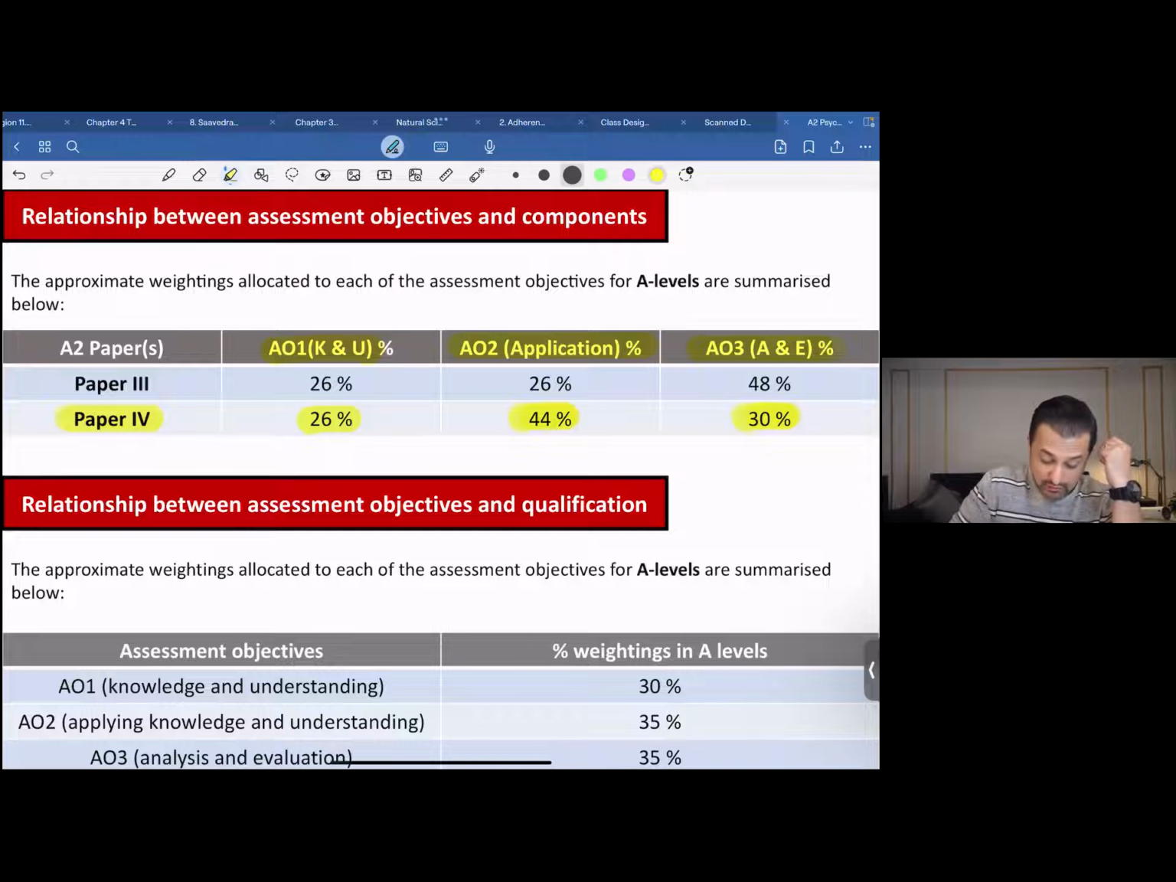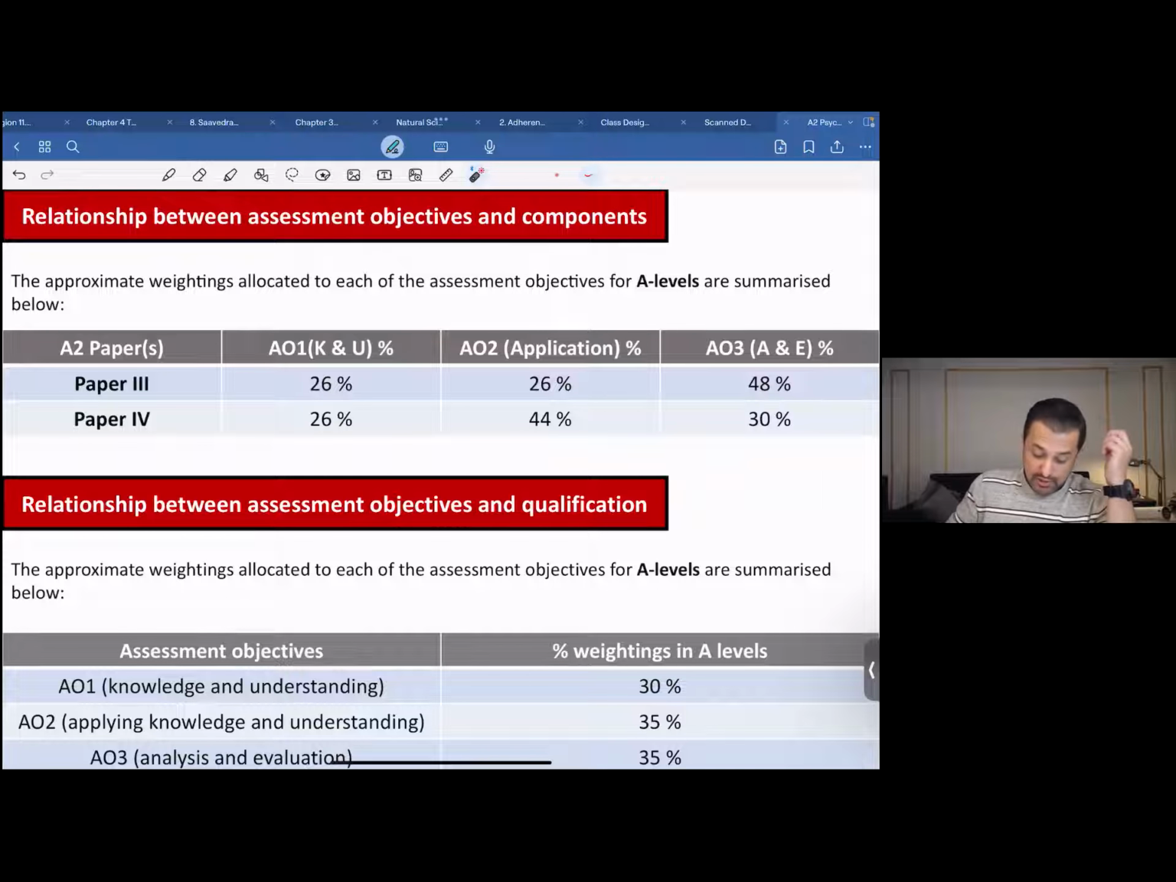So this is how you would understand, which I hope you do, and realize how significant these assessment objectives are and how important it is for us to know them well. Unless we know them well, we wouldn't really be able to apply them. And unless we know how to apply them, we are missing an opportunity to understand the CIE marking mechanism.